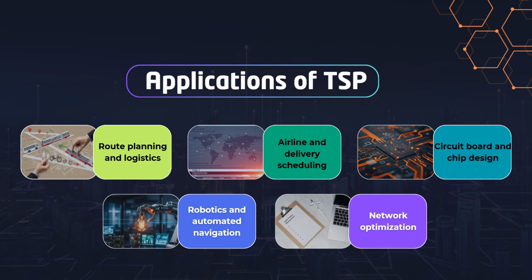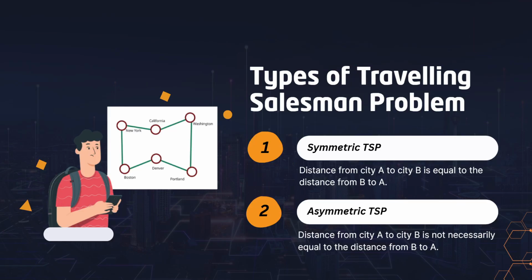Okay, then types of TSP. Symmetric traveling salesman problem, STSP. In symmetric TSP, the distance from city A to city B is exactly the same as the distance from city B to city A. This means traveling in either direction costs the same. You can imagine this like a two-way road with no traffic restriction. Because of the symmetry, the graph used to represent the cities is undirected.